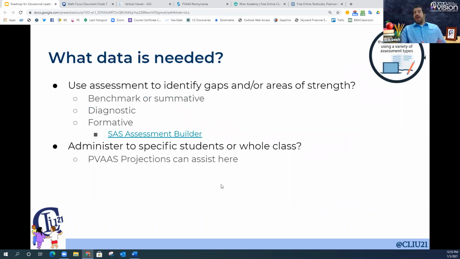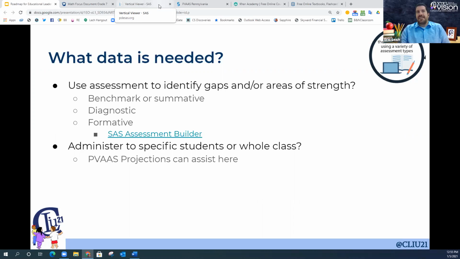Now, if I don't have a lot of data, I might need to determine what sort of assessments I need to use to get that data. And that might mean I'm using a benchmark or a summative assessment. I'm applying one now. Maybe I'm going to add a diagnostic assessment. Remember, the classroom diagnostic tool does not have to be a full assessment. It could be done in diagnostic categories. Or maybe I build my own formative or diagnostic assessment. And one way to do that would be to use the SAS Assessment Builder. I'm going to jump in and show you how to use that and create that right now.